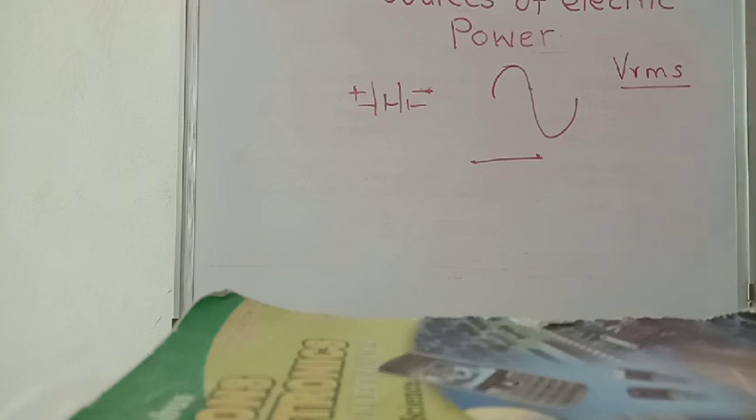formula for frequency: f is equal to 1 upon 2 pi root LC, 2 pi under root LC. L means inductance and C means capacitance. If L changes or if inductance changes, then also the frequency changes, or if C or capacitance changes, then also the frequency of the oscillator changes.